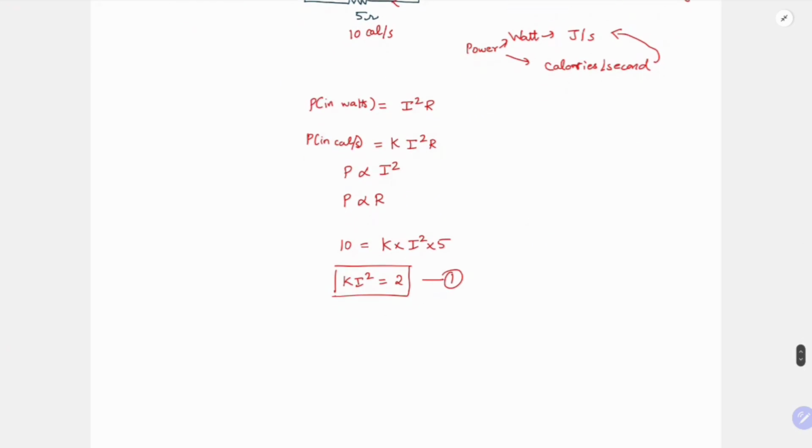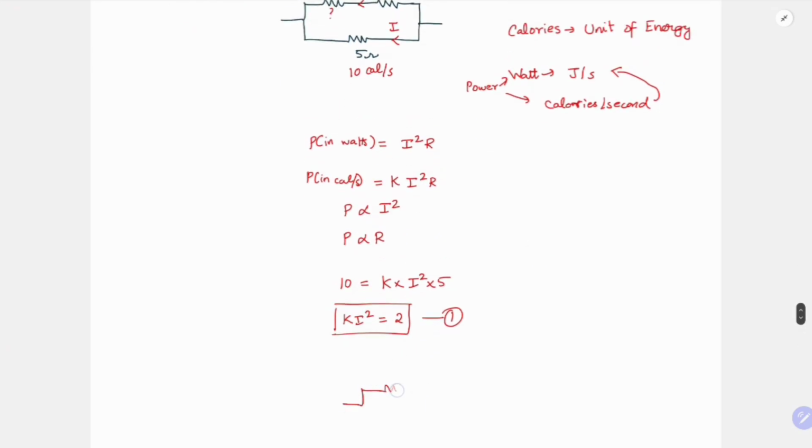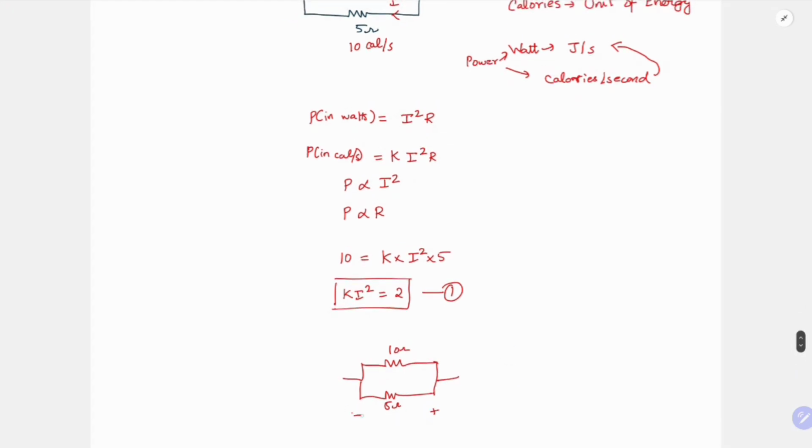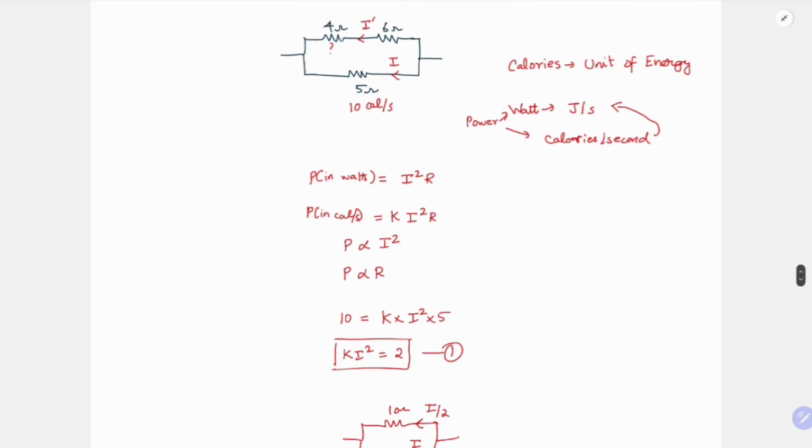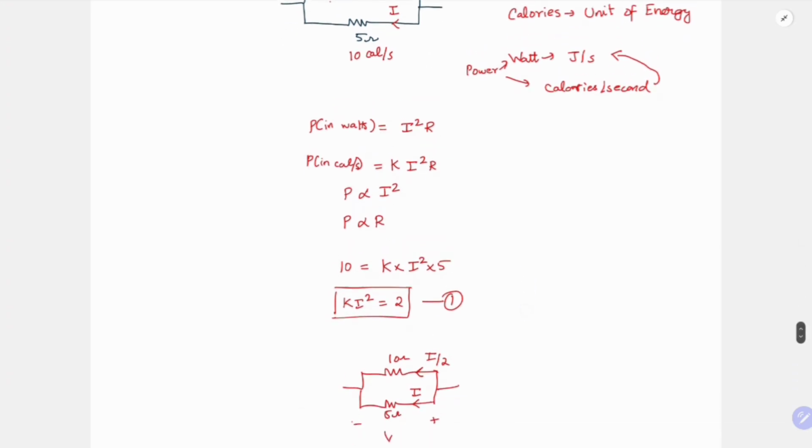So here, if you effectively see, you have effectively 10 ohm and 5 ohm, and the voltage across them is the same. Which means that if I is flowing here, this is a resistance of 2 times. So by Ohm's law, I by 2 should flow here, right? And if you have the current flowing through the resistor and the resistance value, we can get the power.